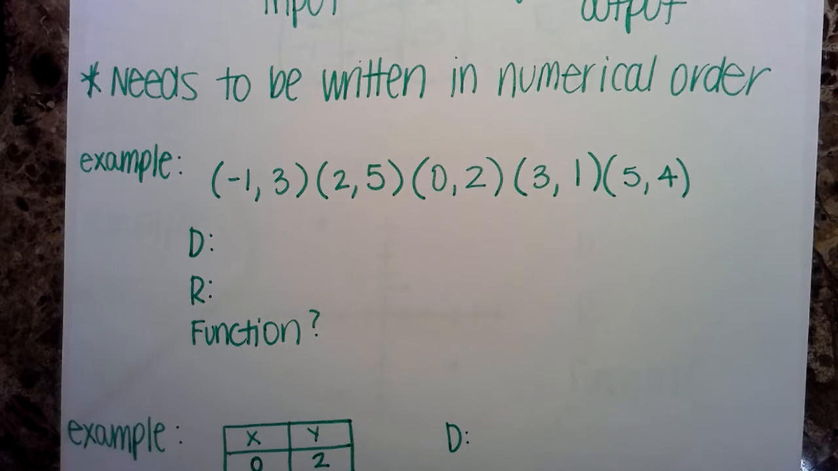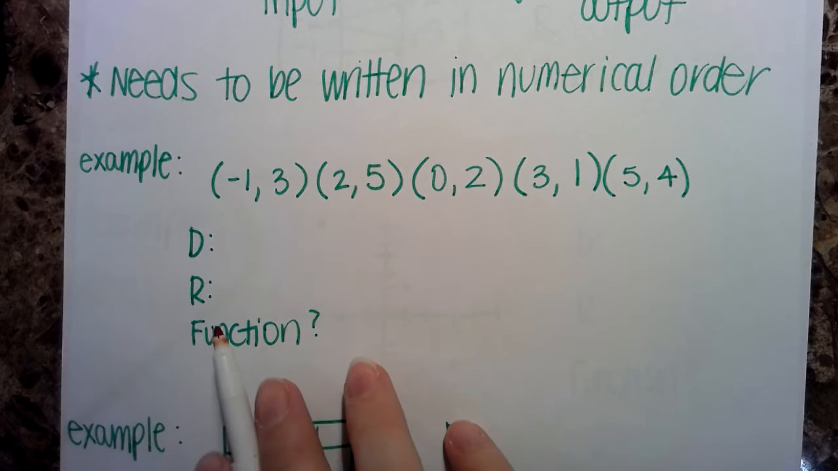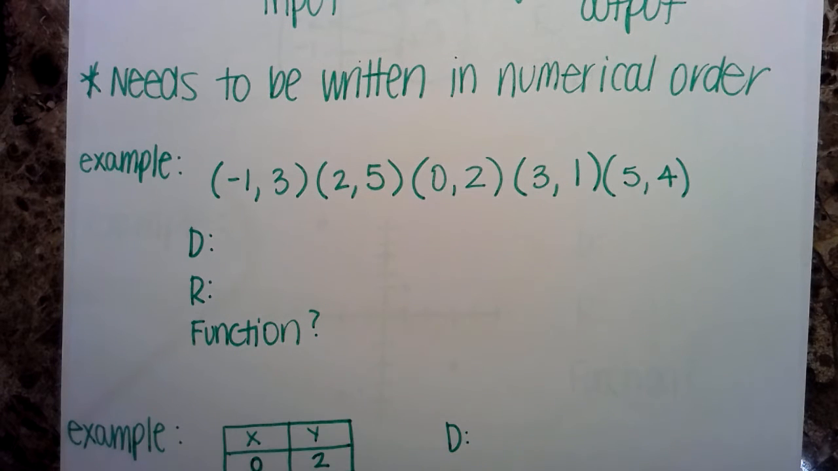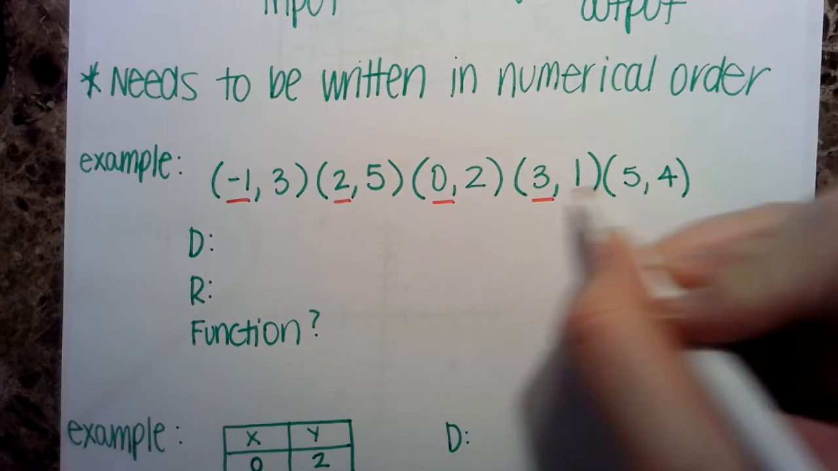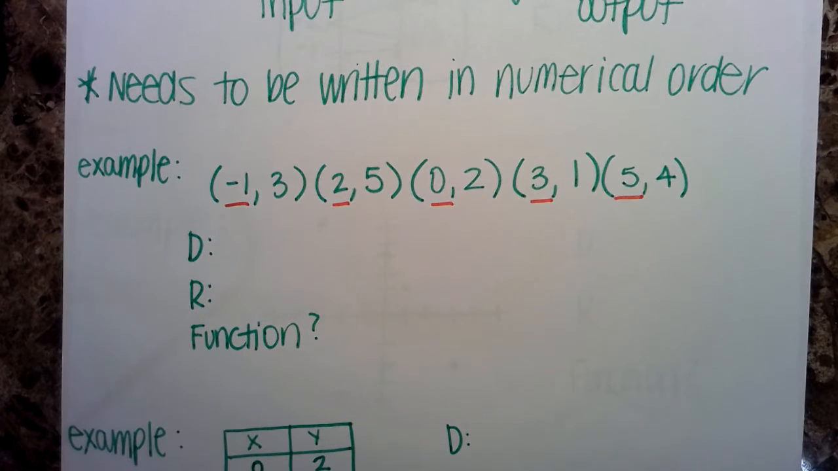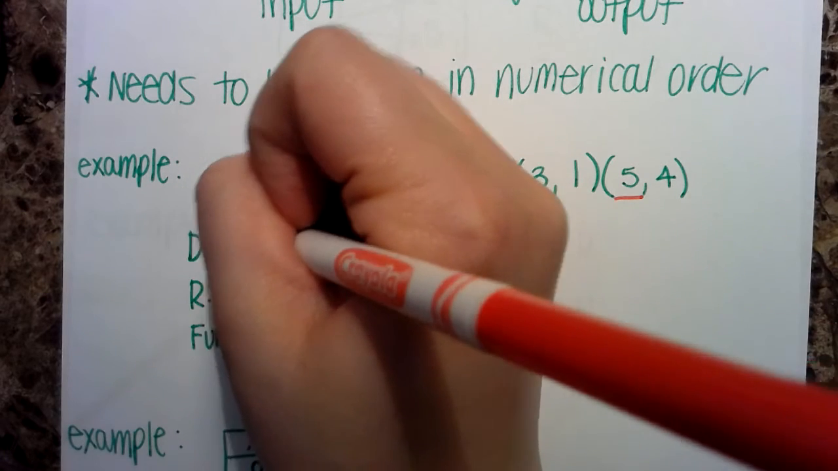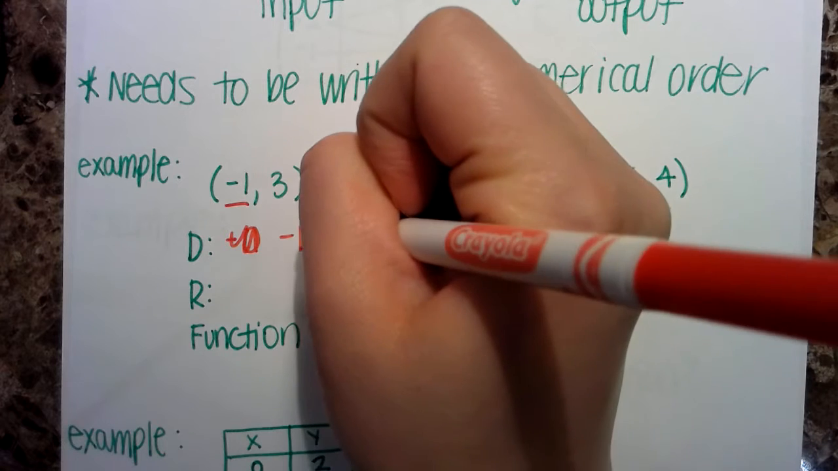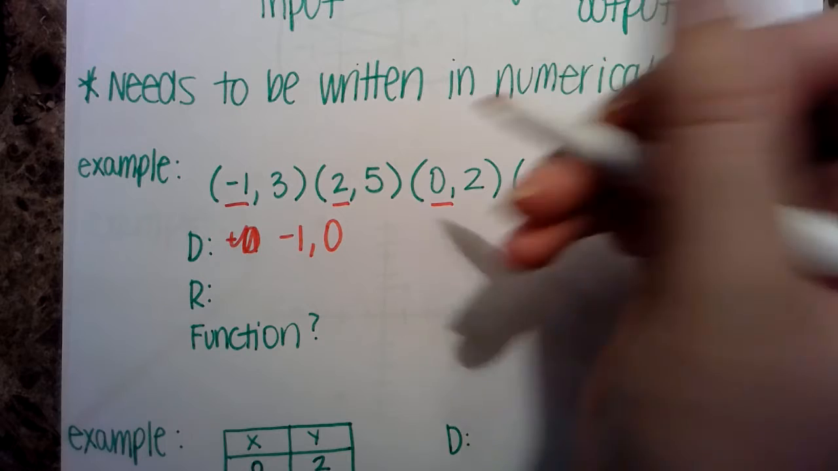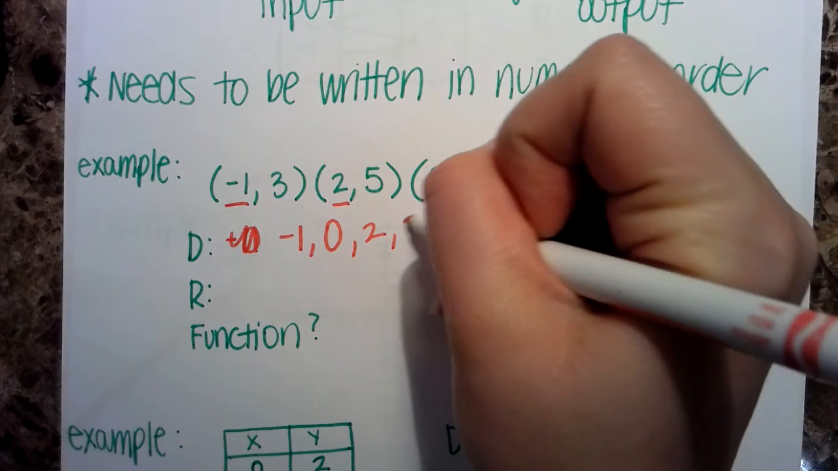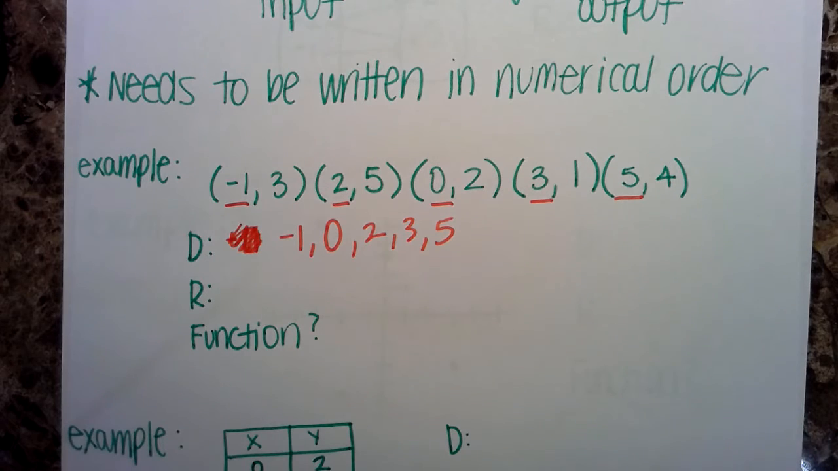In the first example, it is a set of points. You have to find the domain, the range, and if it's a function or not. So your domain is all of your X values. I'm going to highlight those parts right there, and then I have to put them in numerical order. So it's going to be negative 1, 0. Then I have 2, 3, 5. Don't worry about that. I just made a mistake.